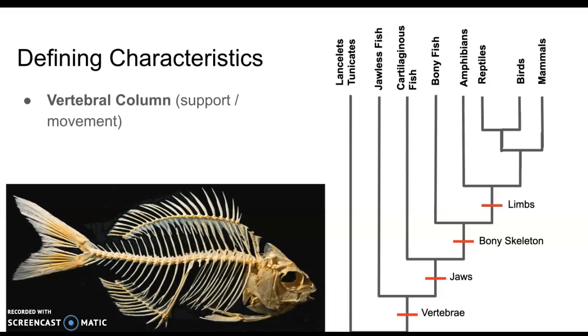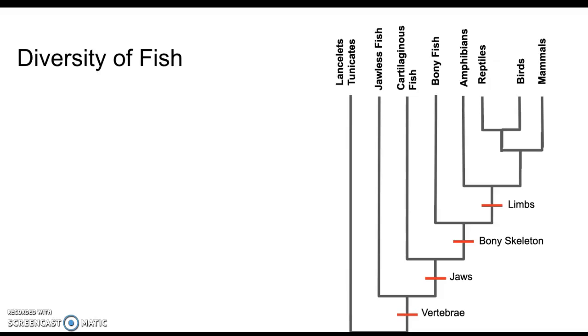Some specific characteristics about fish. They have a vertebral column of some sort, and they lack limbs. If you notice, this fish has fins. The idea is that during development, these fins probably developed into limbs, but these are not considered limbs. This is actually part of the structure of the organism.